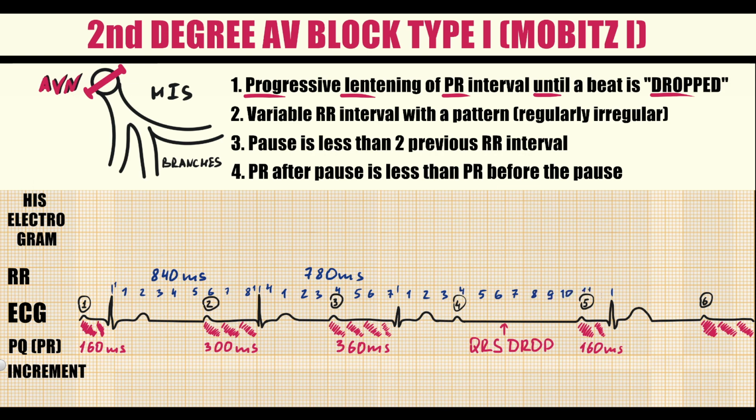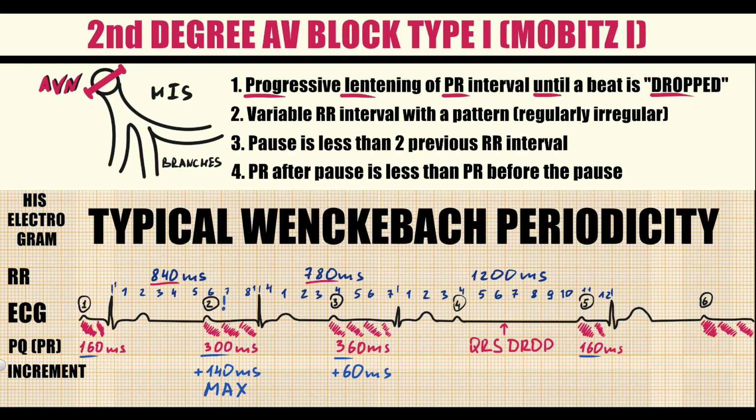The pause due to QRS drop is equal to 1200 milliseconds. The maximal increment of PR interval occurs in the second complex, and it is equal to 140 milliseconds. Maximal increment in the second complex forms this regularly irregular pattern, when RR interval becomes shorter before the pause. This periodicity is called typical Wenckebach periodicity.